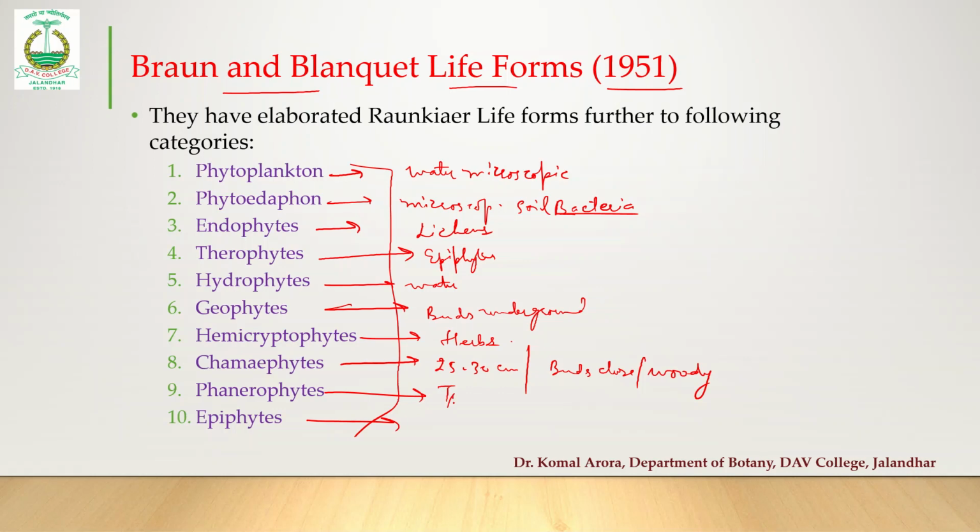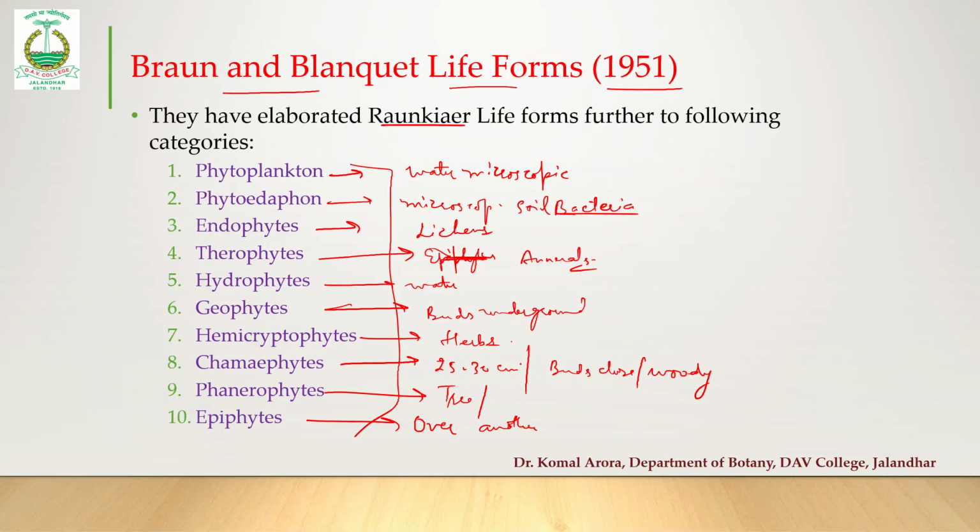Phanerophytes, these are the tree species, you know, shrubs, trees, etc. Epiphytes, which grow over other plants. Okay, epiphytes are not here. Therophytes, these are the annuals which complete their life cycle very early. So these are the different categories which were proposed by Braun-Blanquet. That was a further addition to the life forms proposed by Raunkiaer.